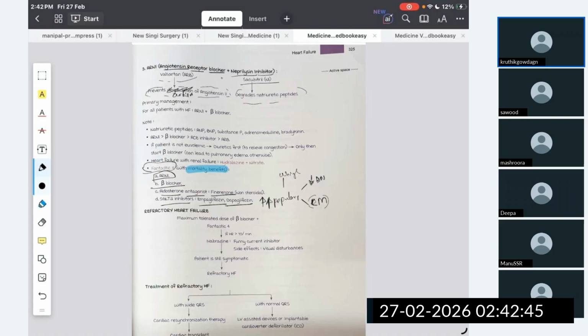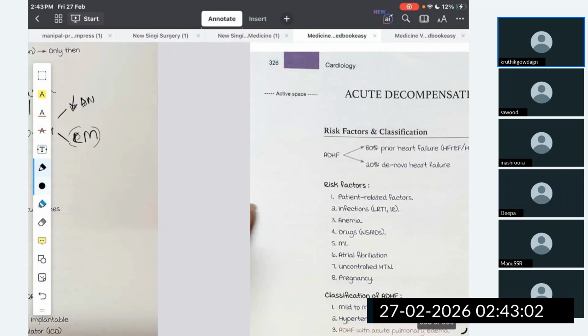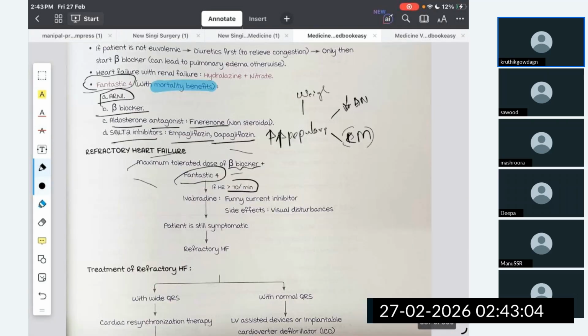Now, if the patient has refractory heart failure, what to do? What is refractory heart failure? The maximum tolerated dose of beta blocker is given, and all the Fantastic Four drugs are given. Even after giving all this, the heart rate is more than 70 per minute. There is tachycardia. Then we will try ivabradine, which is a funny current inhibitor. We'll see what funny current inhibitors are, and their action on the SA node, when we discuss arrhythmia. The side effect is visual disturbance.